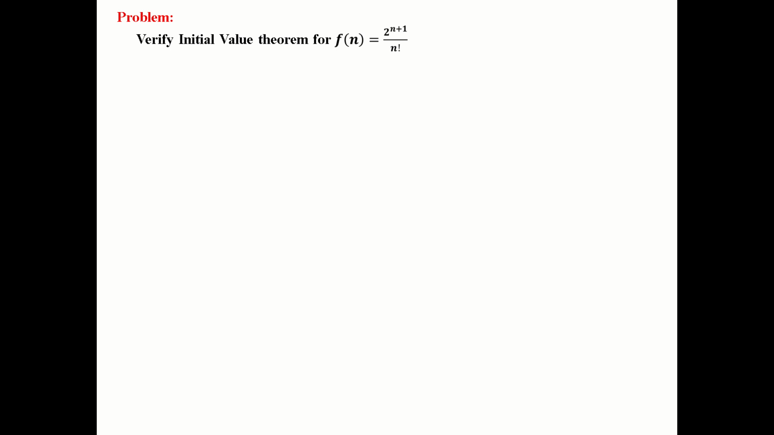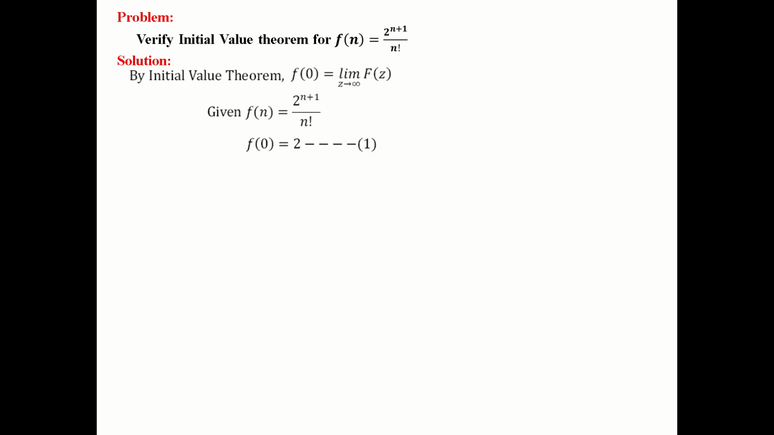Next problem. Verify initial value theorem for f of n equal to 2 power n plus 1 by n factorial. So by initial value theorem, we know f of 0 equal to limit z tends to infinite f of z. So given f of n equal to 2 power n plus 1 by n factorial, f of 0, replace n by 0, you will get 2 power 0 plus 1 by 0 factorial. 2 power 0 plus 1, 2 power 1. So numerator, you are having 2. Denominator, you are having 0 factorial. 0 factorial is 1. 2 by 1, 2. That is equation number 1.